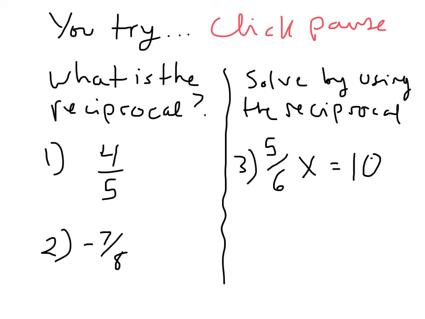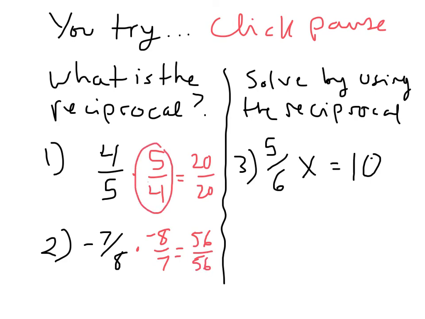Okay, check your answers. Hopefully you solved these 3 problems in your notebook. So what did you think the reciprocal of 4/5 was? If I flip 4/5 over, the reciprocal of 4/5 is 5/4. So the answer is 5/4. And the reason for that is because if I multiply 4/5 times its reciprocal, I get 20/20, or 1. And anytime you multiply a number by its reciprocal, you get 1. The reciprocal of -7/8 is -8/7. It's a negative times a negative, so the answer is going to be positive. 7 times 8 is 56, and 8 times 7 is 56. 56 over 56 is 1. So the answer to number 1 was 5/4. The answer to number 2 is -8/7.